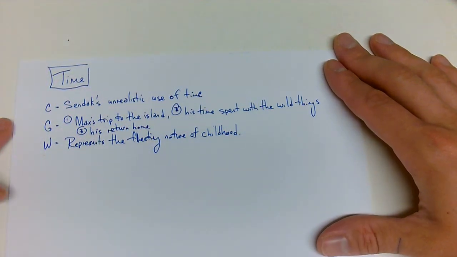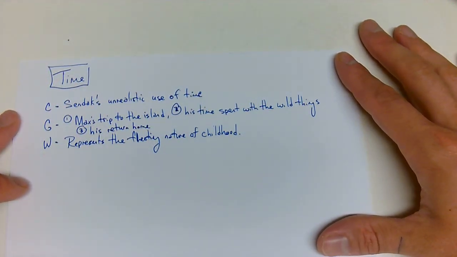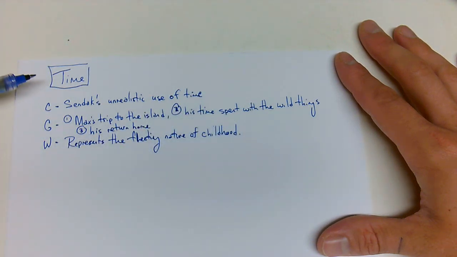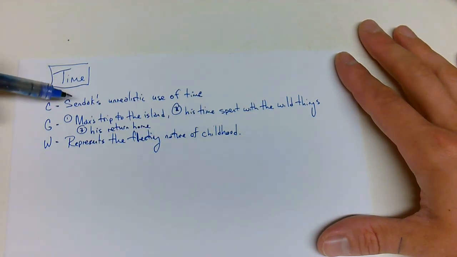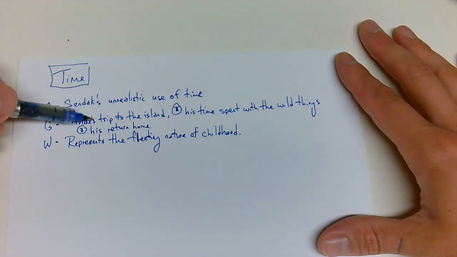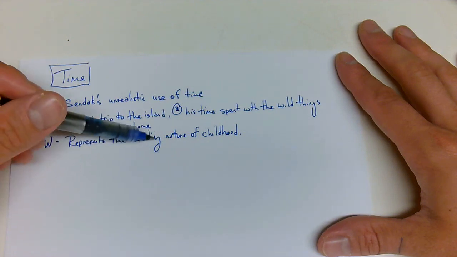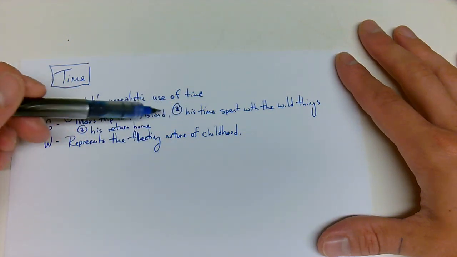And most classic high school papers are 5 paragraphs, which are an introduction, a conclusion, and 3 body paragraphs. So here you have your 3 body paragraphs right here. So what I would be doing when I wrote these body paragraphs, if I was writing body paragraph 1, I'd be exploring how Sendak's unrealistic use of time is present during his trip to the island, which represents the fleeting nature of childhood. And I wouldn't be exploring these two things.